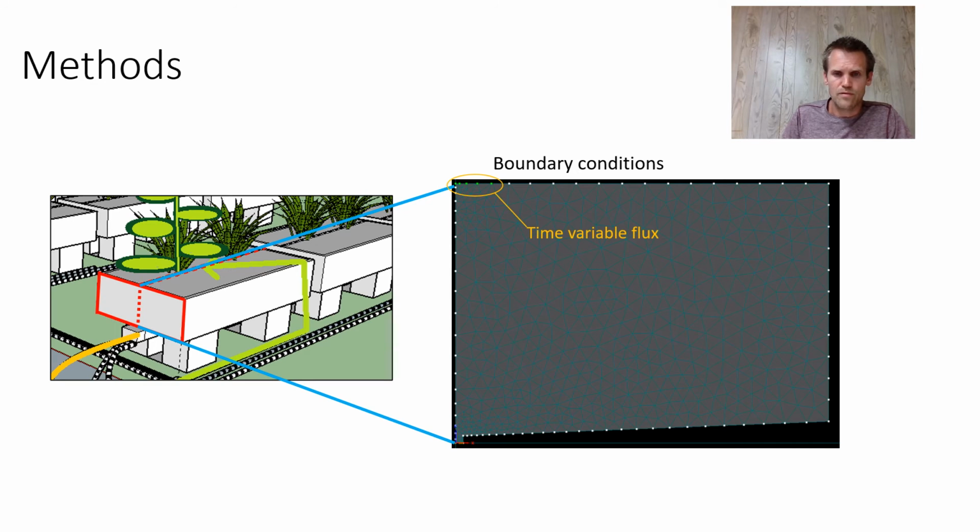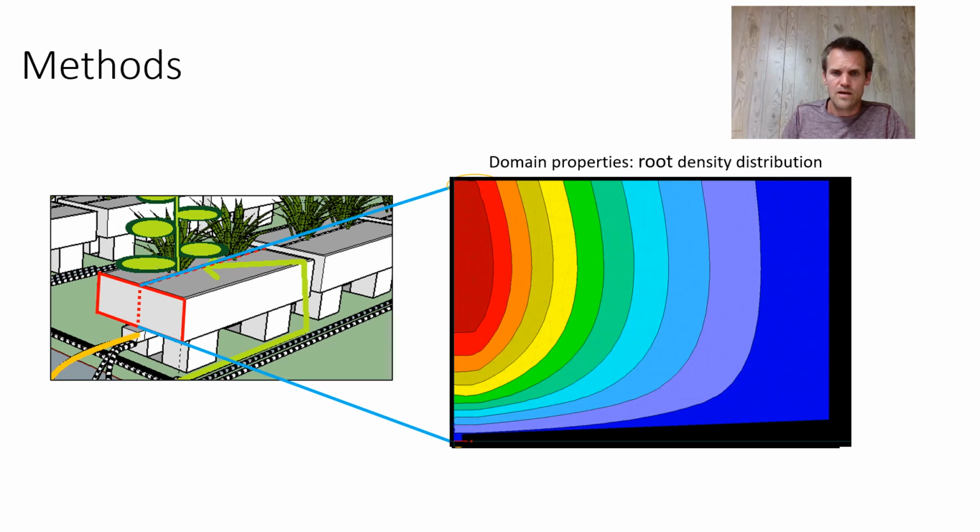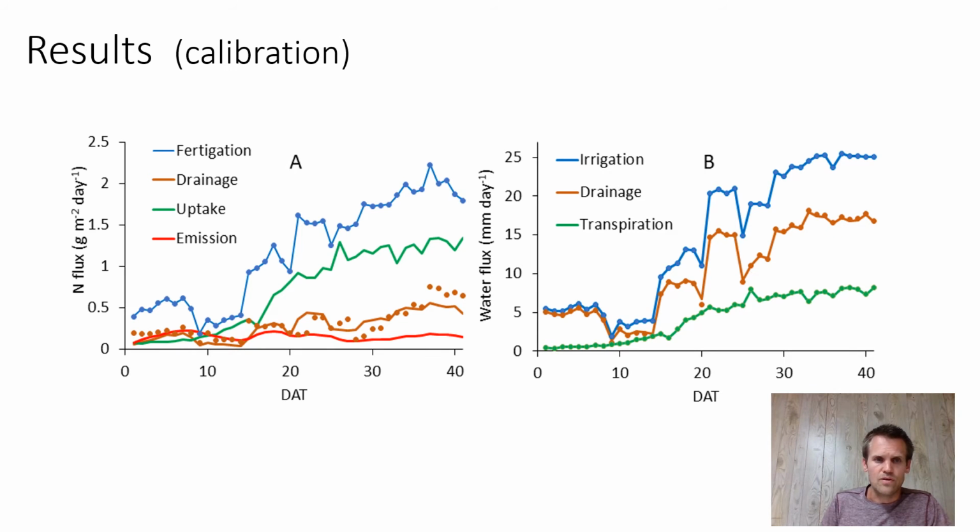At the top here, there's a time variable flux boundary condition. At the bottom, there's a seepage phase boundary condition. And the root zone distribution looked like this. In the first 2 weeks, it was growing, and after that, it stayed fixed for the whole season. So the calibration results look like this.